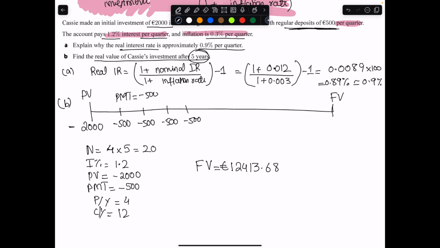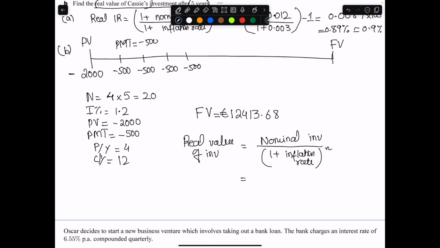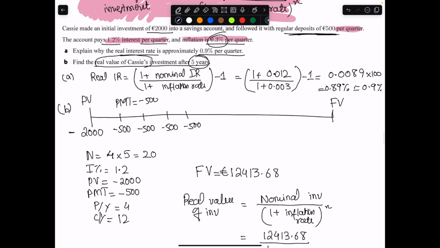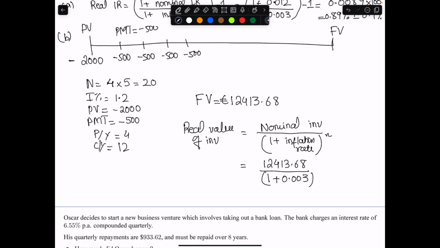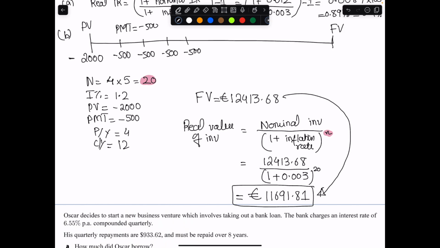Now, if you notice in the question, it says that we need to find the real value of Cassie's investment. And as I said, the real value of investment is basically the nominal investment value over 1 plus inflation rate, power n. So the nominal value is 12413.68. The inflation rate is 0.3%, which is 0.003. Power n is the number of periods, so this is going to be 20. If you substitute this in, you get 11691.81 euros. So this is the real value of investment, which is clearly less than the nominal value, because of the inflation rate. So always remember, the real value will always be less than the nominal value because the inflation is always rising.